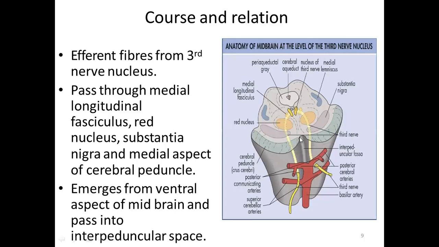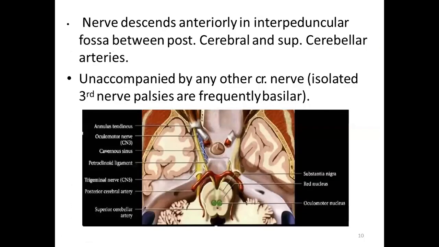Then the nerve emerges from the ventral aspect of the midbrain and passes into the interpeduncular space. The nerve passes anteriorly in the interpeduncular fossa between the posterior cerebral and superior cerebellar arteries. You can find the arteries. Between them it emerges, unaccompanied by another cranial nerve.